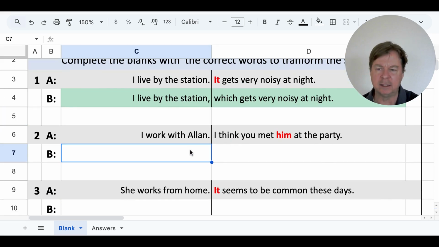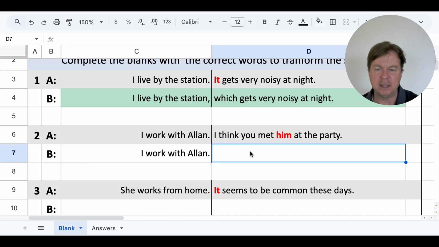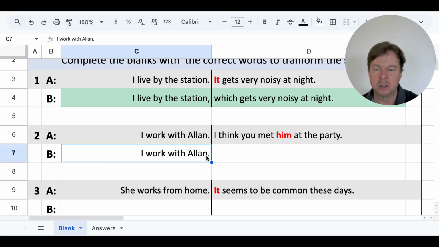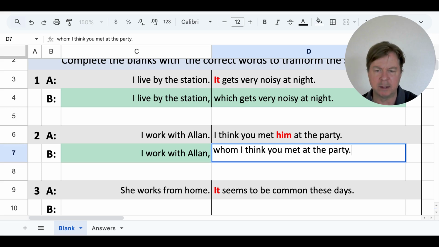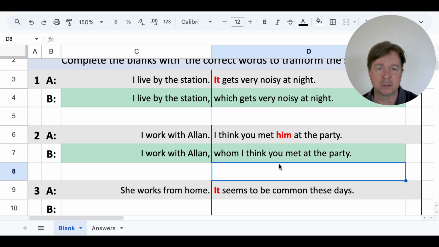I work with Alan. I think you met him at the party. So I'm going to go ahead and combine the sentences, which means I remove the period and put in a comma. Now I have to use a relative pronoun, and in this case, I'm going to have to use whom. So I work with Alan, whom I think you met at the party. And I'm going to go ahead and type that in, and voila, it's correct.